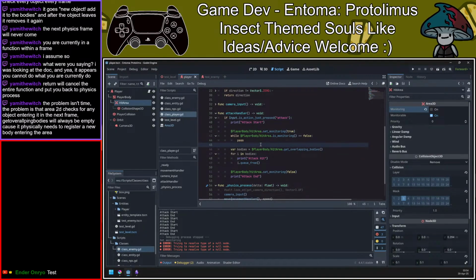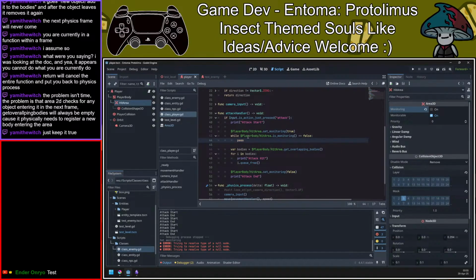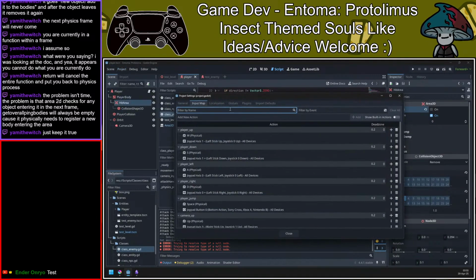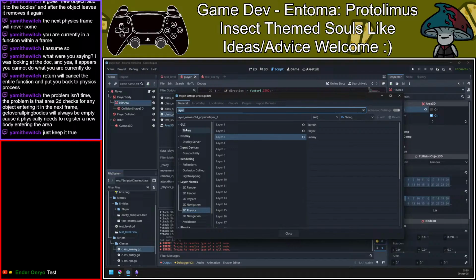Isn't time so that area checks for any object in the next frame will always be empty because it needs to register a new body. Then what am I supposed to do? Like, unless there's a function that is just wait one physics frame. Like, if there's a sleep function, I could just do sleep for, like, delta or something.